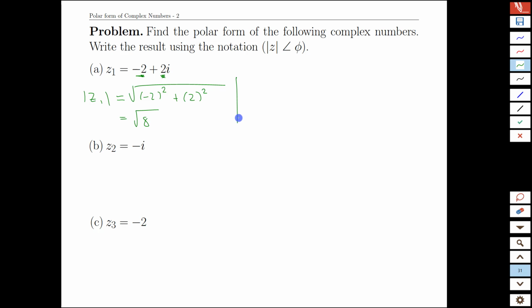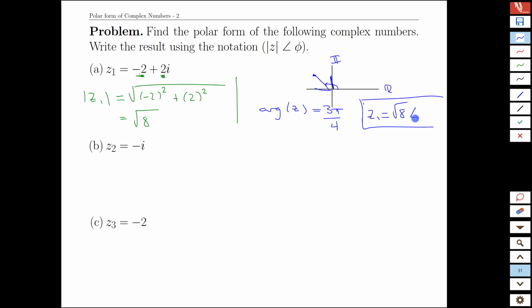Now the angle, or the argument, is something that usually takes a diagram, at least in my experience. If we're at the real axis and imaginary axis, and we're at negative 2 for the real component, plus 2 for the imaginary component, we can pretty much observe it because it's symmetric on both sides here. The argument of z is going to be 3 pi over 4 in radians, remembering pi is a half rotation, and we're 3/4 of that. Our summary is that z1 can be written as the square root of 8 with an angle of 3 pi over 4.